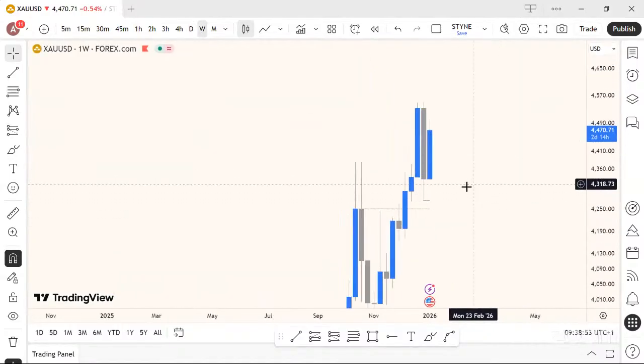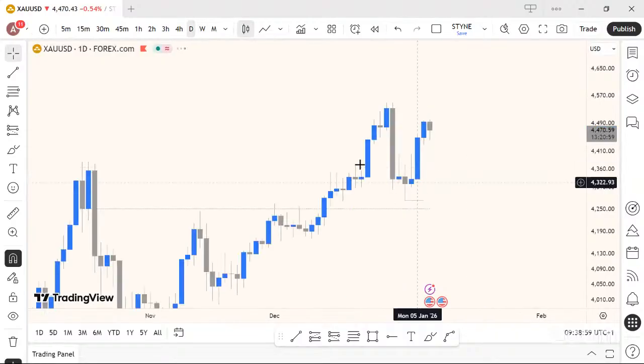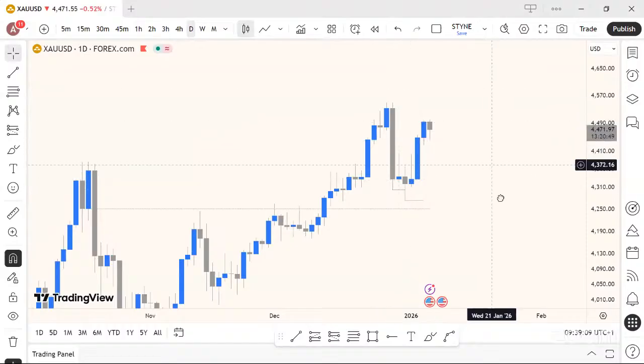Now, something happened on the weekly time frame. The weekly time frame was sweeping the previous week's candle. That's why you see this buy that we have had over the past few days. It's because of that sweep. This was the sweep here. So you see, after the sweep, we have been pushing to the upside.